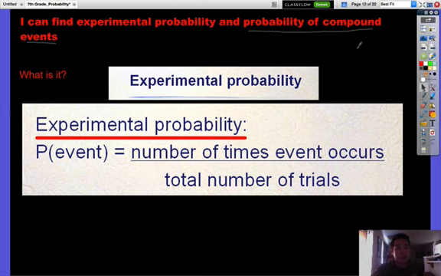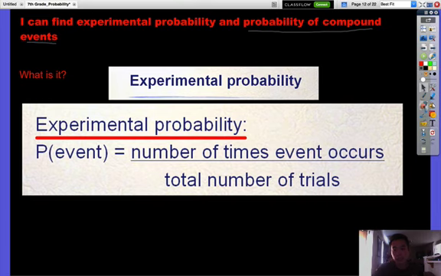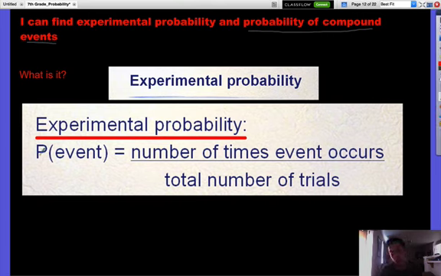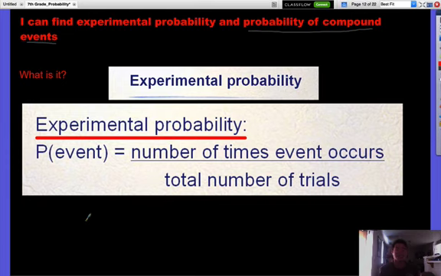Let's begin. So, experimental probability. What is it? Well, the probability of any event is really a ratio, a comparison between the number of times something happened over the total number of tries. This is similar to theoretical, but in experimental probability, we actually try it. We actually do the number of trials.